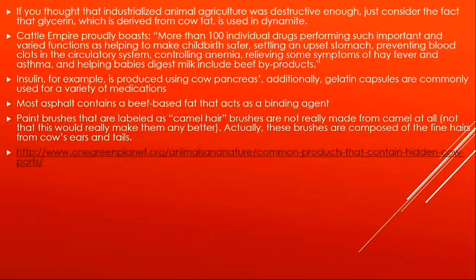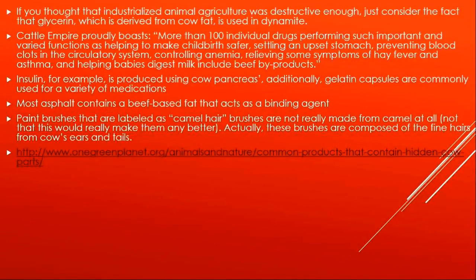So reading on, Cattle Empire probably boasts more than 100 individual drugs performing such important and varied functions such as helping to make childbirth safer, settling an upset stomach, preventing blood clots in the circulatory system, controlling anemia, relieving some symptoms of hay fever and asthma, and helping babies digest milk include beef byproducts. Insulin, for example, is produced using cow pancreas. Additionally, gelatin capsules are commonly used for a variety of medications. Most asphalt contains a beef-based fat that acts as a binding agent.